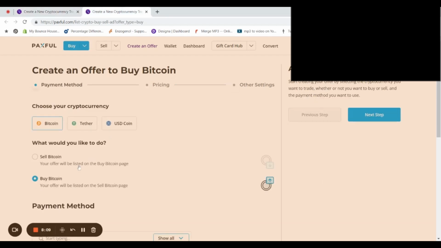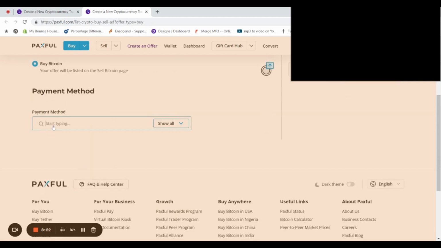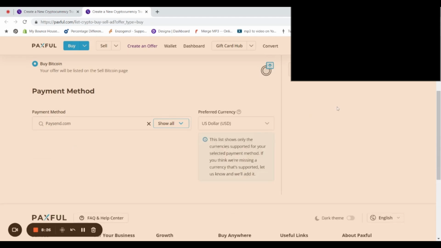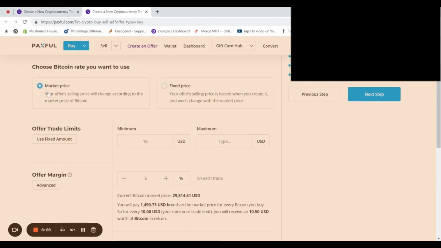Now we want to look at what is called a buy ad. So this will be the other side of the equation. This is where an individual will be selling you their crypto, so you're buying crypto in your advertisement. Let's use the same method of payment. The next step, again, we can pick the market rate, and this is cash reserves that we have available.